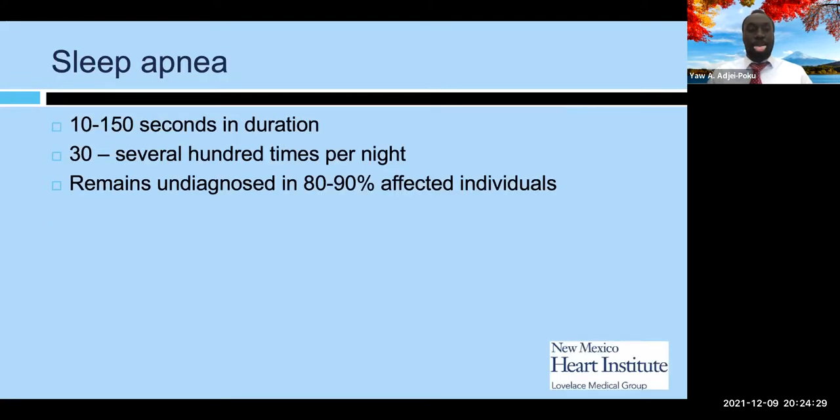Sleep apnea is typically manifested as patients who have periods when they sleep where they either stop breathing or they're not able to take deep breaths. These episodes can last anywhere from 10 seconds to almost 2.5 minutes in duration, where someone is either not breathing or not breathing as strongly. This can happen 30 to several hundred times per night. And it's thought that sleep apnea is undiagnosed in about 80 to 90% of affected individuals.